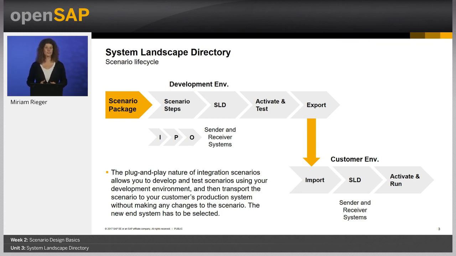The plug-and-play nature of integration scenarios means that you can install a package on your customer system. The new end system has to be selected from the SLD, or also from the ATOMs if there is a special end system defined, maybe in different ATOMs. Documentation has to be provided that tells the administrator which additional configuration steps are required.